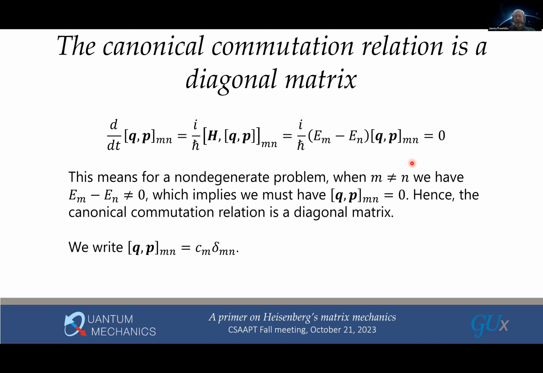Now, if I'm working with a non-degenerate system, so the only time EM equals EN is when M equals N, what we learn from this is that the matrix QP is equal to 0 when M doesn't equal N. So QP is a diagonal matrix. So we will write QP is some diagonal element CM times delta MN. All right, everyone with me on this?